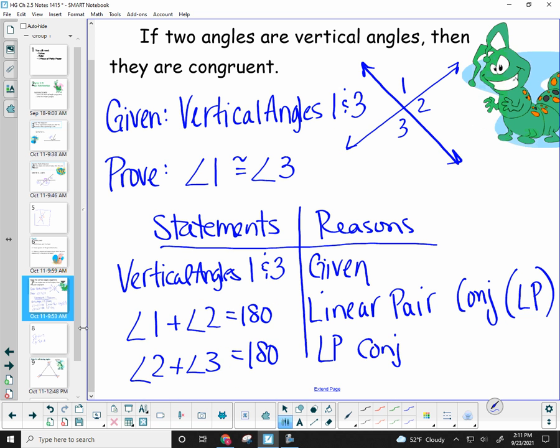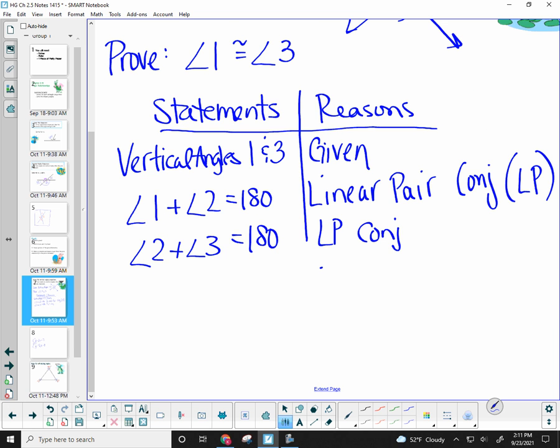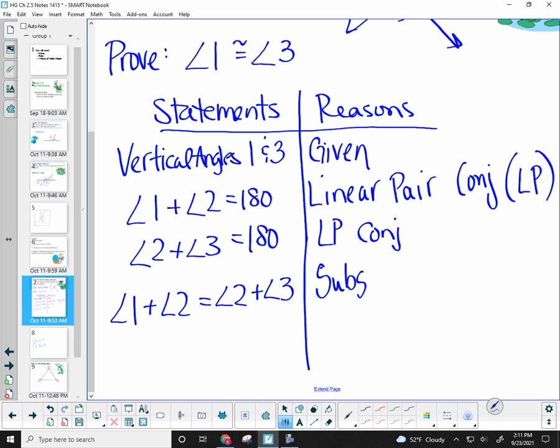Notice that we actually have two equations. They both equal 180 degrees. So instead of a y, like we just saw, it's 180 equals 180. So if they both equal 180, that means they have to equal each other, right? So that means that angle 1 plus angle 2 has to equal angle 2 plus angle 3. And we just said that that's a substitution.